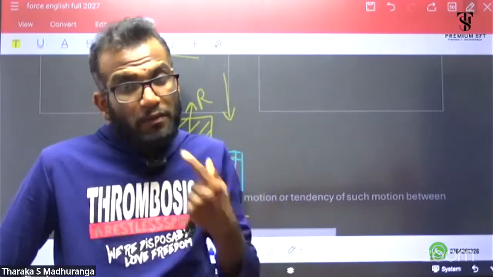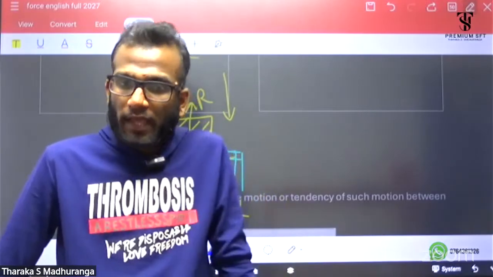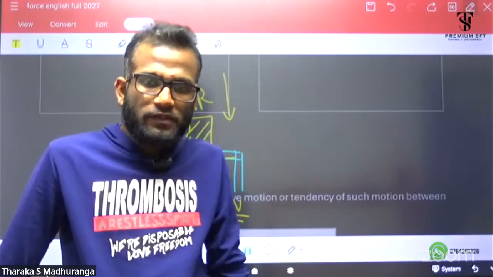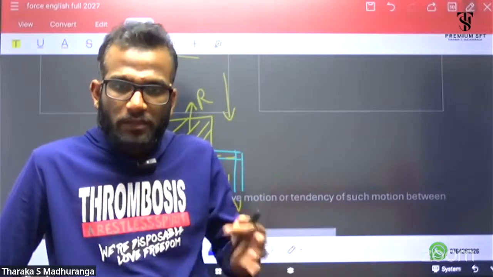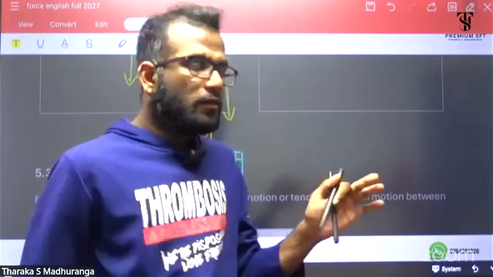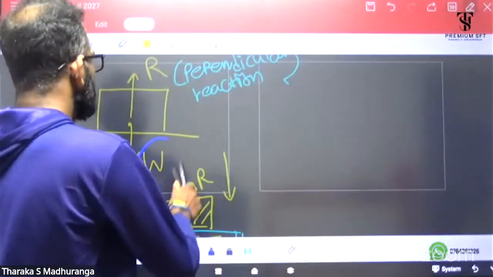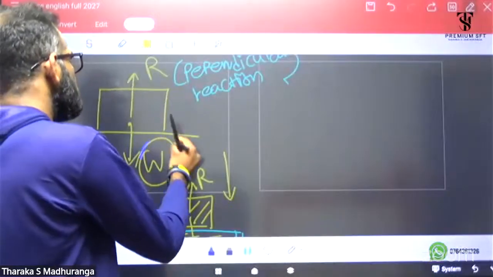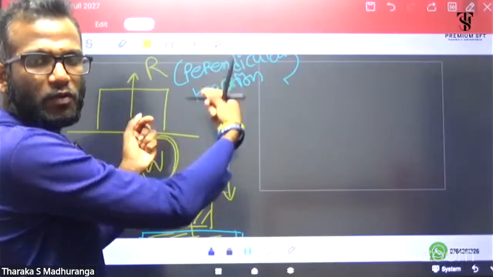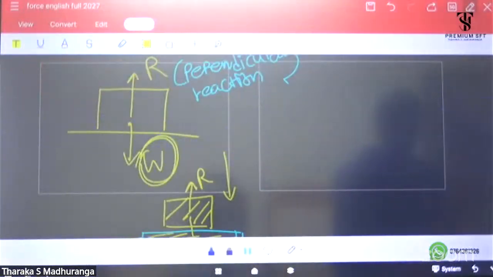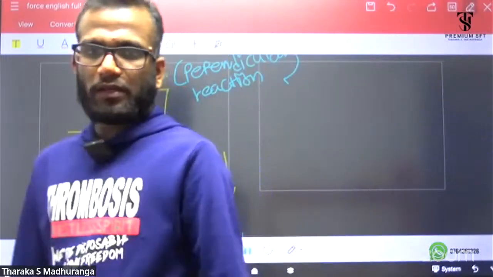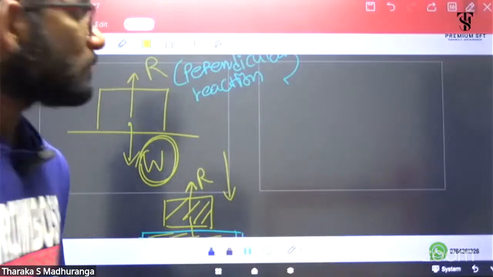Okay, now the perpendicular reaction is an auto-adjustable force. Clear? Perpendicular reaction is an auto-adjustable force. With weight increase, what happened? Perpendicular reaction also gets the same value. That's why we call it an auto-adjustable force.